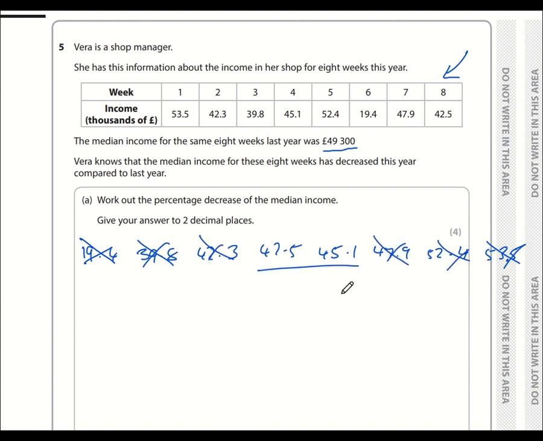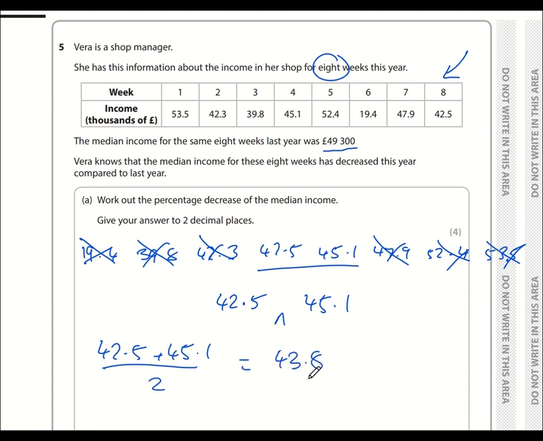Now I was hoping to isolate one in the middle, but I've got 2 in the middle, and that is expected because we're dealing with an even number of values. It's only when you have an odd number of values that you get 1 in the middle. So we just need to work out what the halfway point is between 42.5 and 45.1, but it's not very obvious. So what we need to do is add the 2 numbers together and divide by 2, and we'll get a median of 43.8.